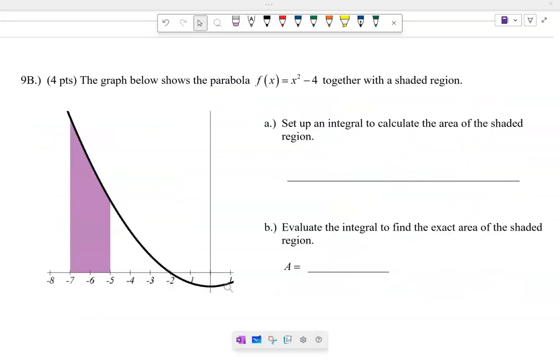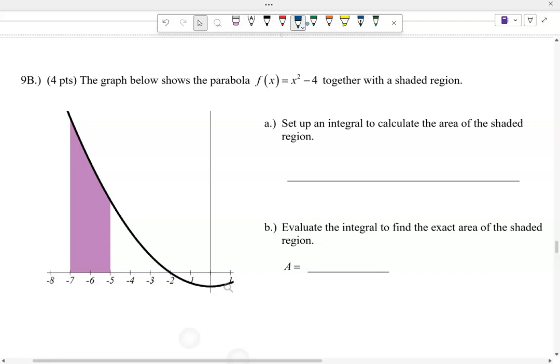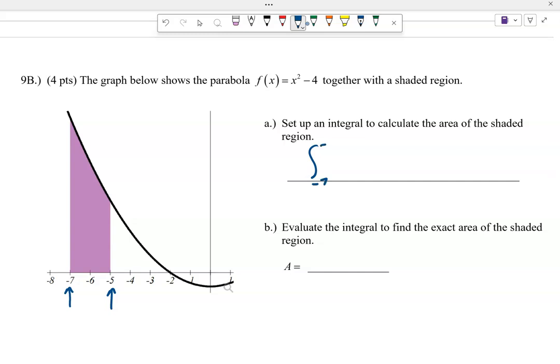All right, number 9 is asking you, can you set up and then solve the integral, right, to find the area of the shaded region. So if you notice this area of the shaded region, we're going to set up a definite integral that goes from -7 to -5. This would be the area. It'll be above the x-axis, so I should get a positive value for this integral here, right? It'll be from -7 to -5 of the function. Well, the function is x squared minus 4 dx. So there's our setup on this.